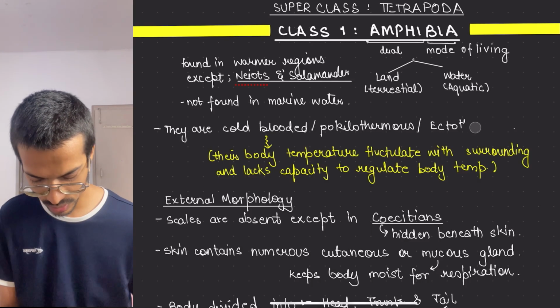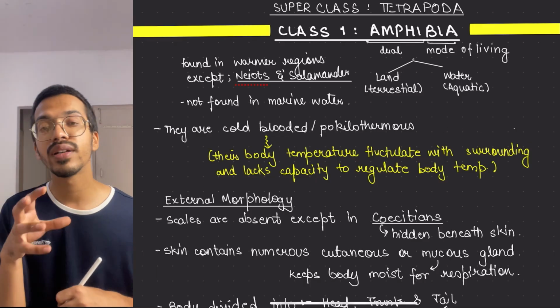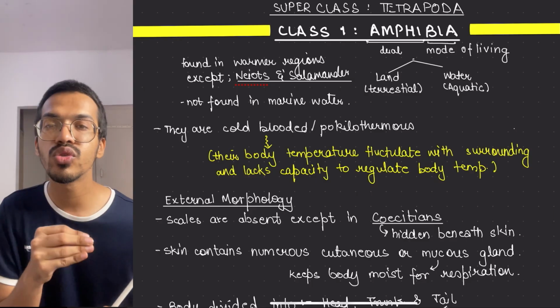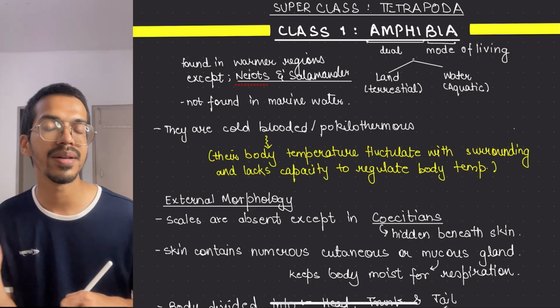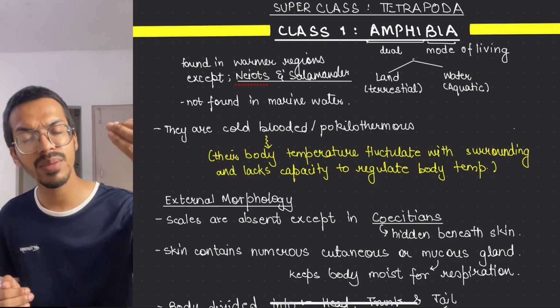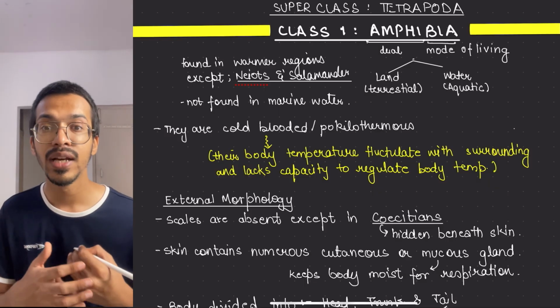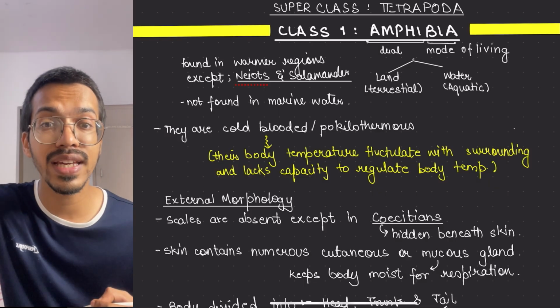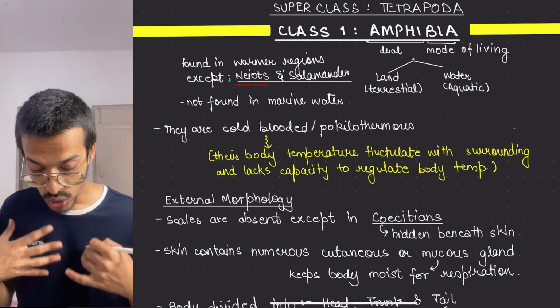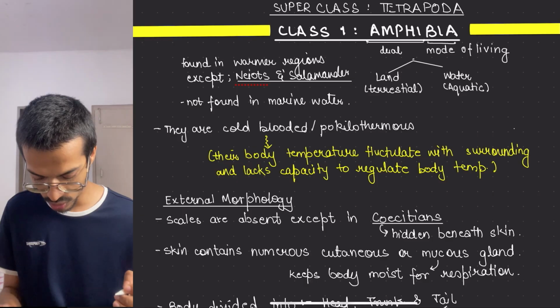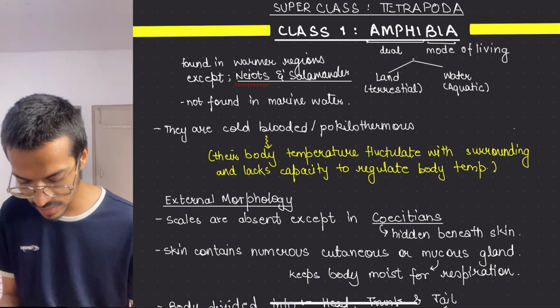Their body is not able to maintain a constant body temperature, meaning their temperature keeps fluctuating with the change in the temperature outside. So how will they protect themselves? They can only protect themselves through certain activities. We will learn that later on. Let's just see their external morphology.